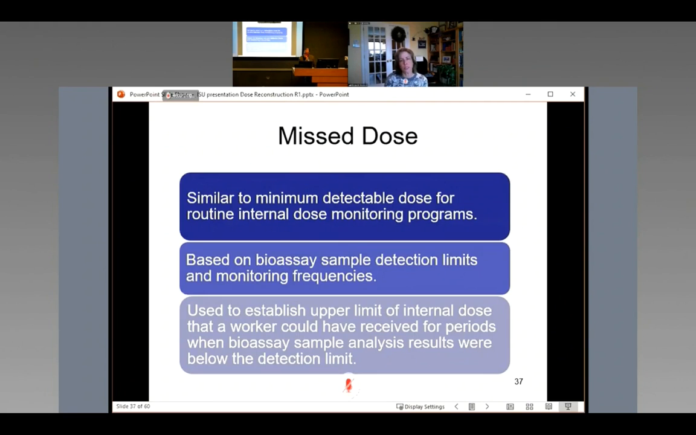So missed dose, I mentioned, has to be assigned. It's similar to what you would calculate as a minimum detectable dose for your routine program. It's based on bioassay detection limits and monitoring frequencies, but of the particular individual. So it's not a generic program-based value. It's taking the specific claimant's bioassay results that were less than the detection limits, and it's based on that. It's used to establish the upper limit of internal dose that could have been received when the results were below the detection limit.